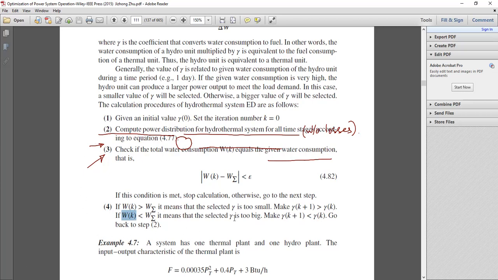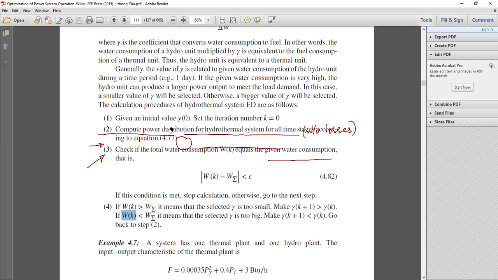Okay, so with this updated gamma, you go back to step 2, you recompute your power distribution, recompute your total water consumption, recheck this error, whether it is less than epsilon or not, and this will be the looping. So in this manner, the algorithm will continue, and hopefully it will converge if everything else is correct, if your calculation and other things are correct.